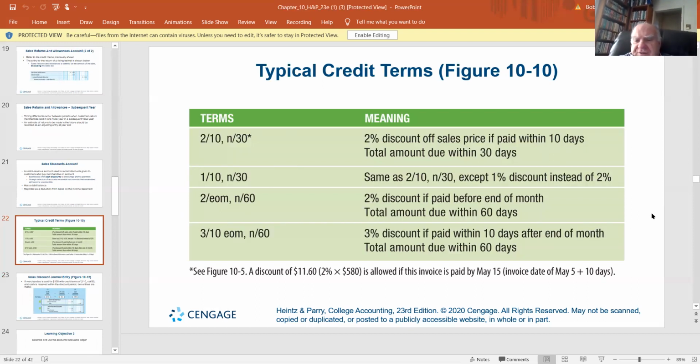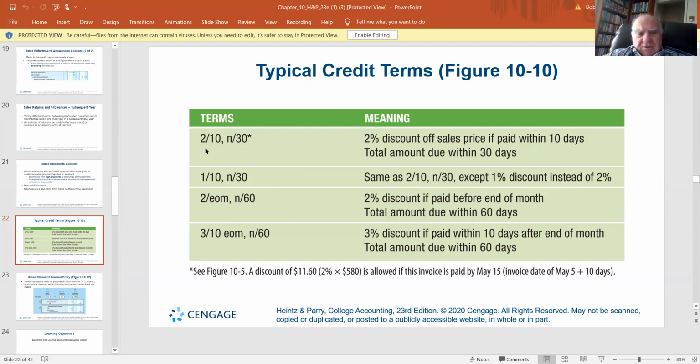When we say sales discount, we're talking about a very specific thing. We're not talking about you walk into a store and you go to buy a computer and you expected to pay $1,000 for it, and you find out it's on sale for $800. No, that's not what we're talking about. We're talking about a very specific type of item. A discount we offer customers to encourage them to pay early.